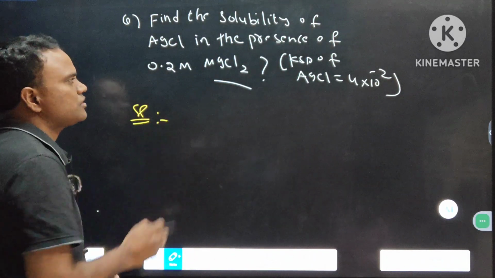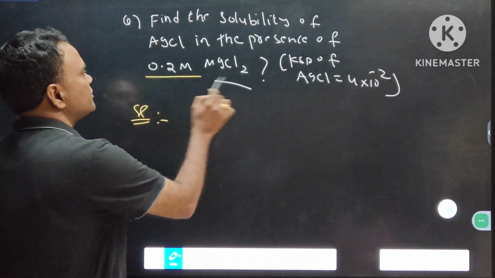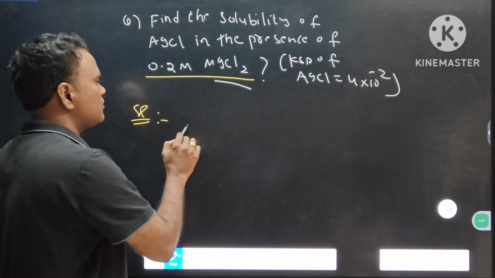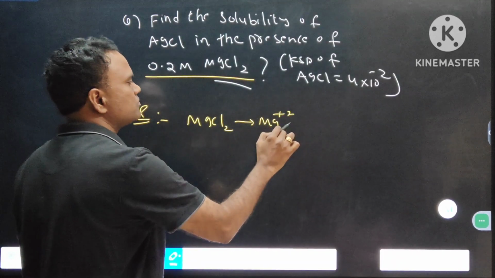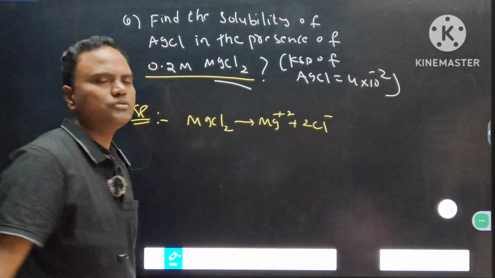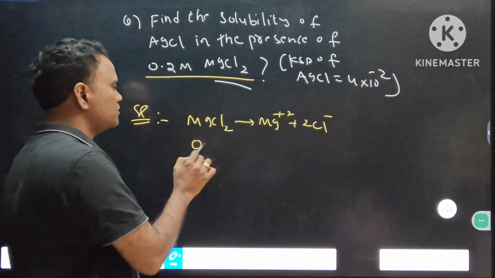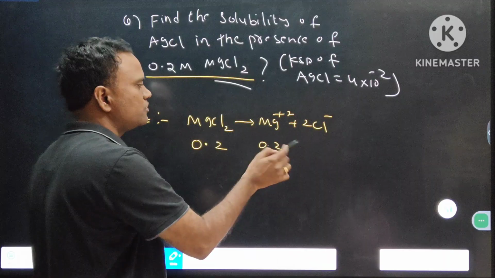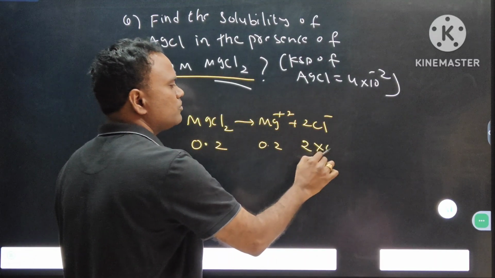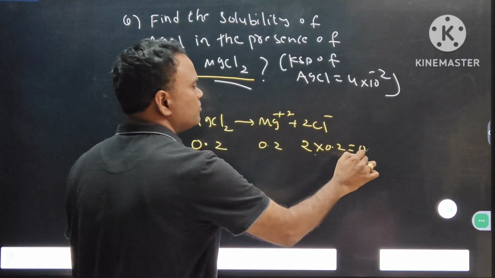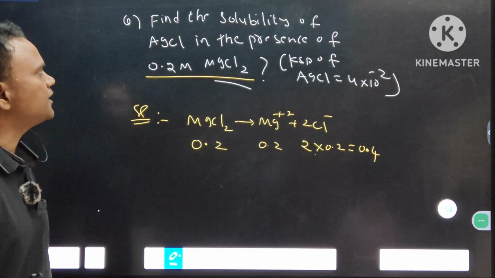What is the procedure? First write the dissociation of the strong electrolyte. Which is the strong electrolyte? In the presence of, so this is the strong. MgCl2 dissociates into Mg plus 2 plus 2Cl negative. What is the MgCl2 concentration? 0.2. This is 0.2. Chloride ions concentration is 2 into 0.2, that is equal to 0.4. That's why it is given: if a coefficient is there, then we have to multiply.